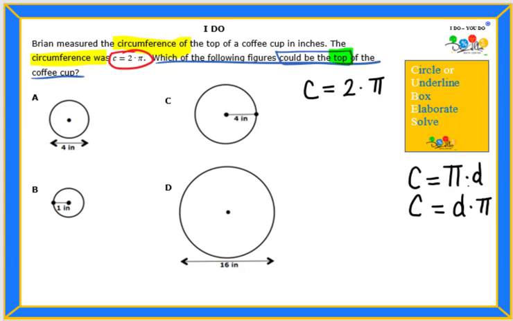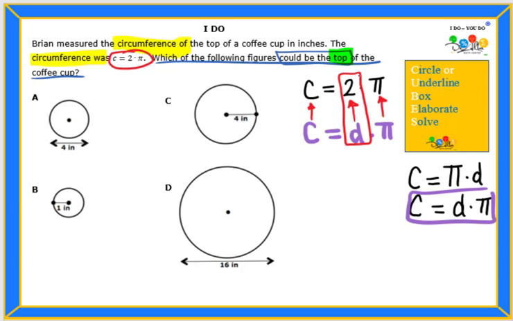And if we take this and we compare it to what we have, C equals the diameter times pi. And so we can see that this is pi and this is circumference. So this must be our diameter. So the diameter has to equal 2.